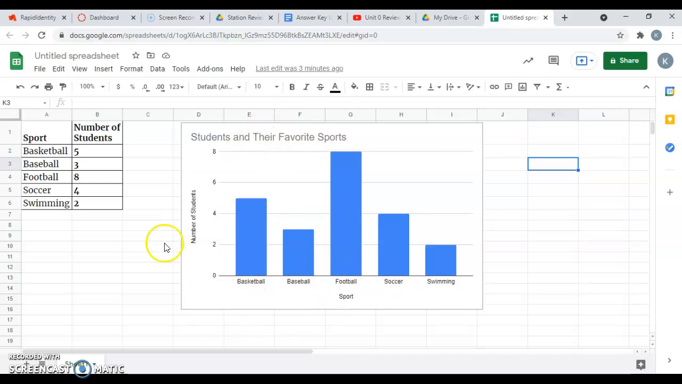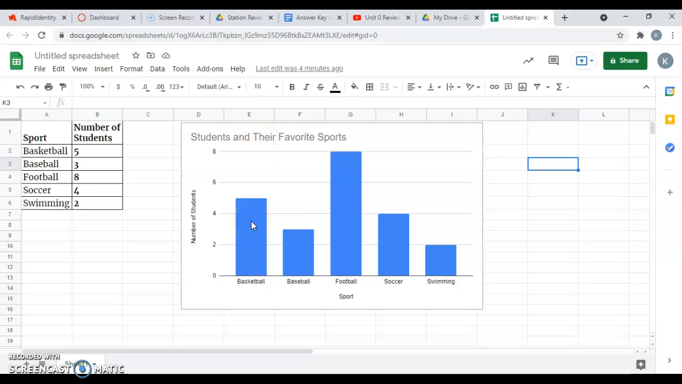So remember, your x-axis is on the bottom. Think of X marks the spot for a pirate. A pirate's always sailing to the horizon. The horizon is flat in the distance. And then your y-axis is up and down, so think Y to the sky. And then we have our title up top. Okay, so our number of students is on the Y, our sport is on the X, and then our students and their favorite sports, our title is up top.